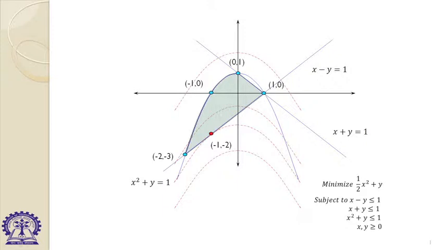Here also, this is your task: just check whether at the minimum point you are getting the gradient direction for the objective function and the constraint both in the reverse direction or not. Okay, that you check.